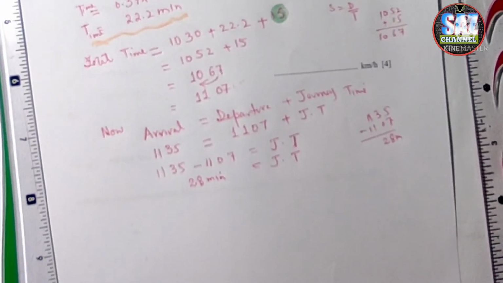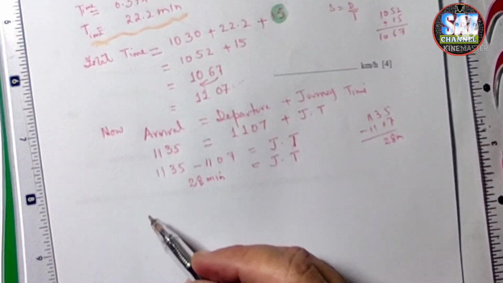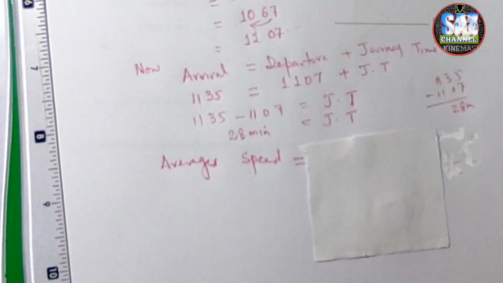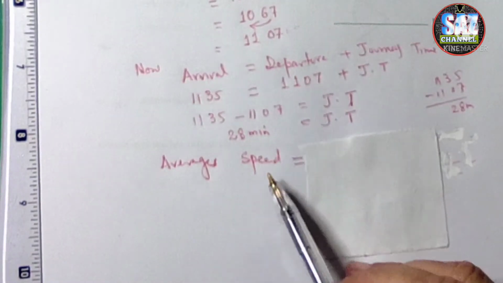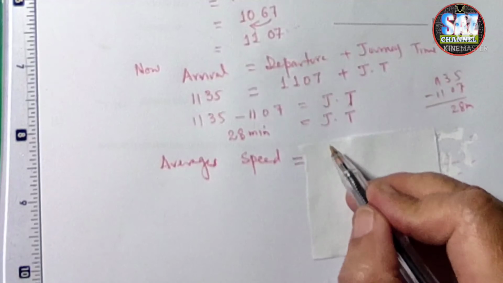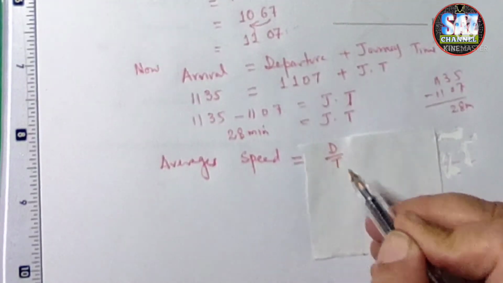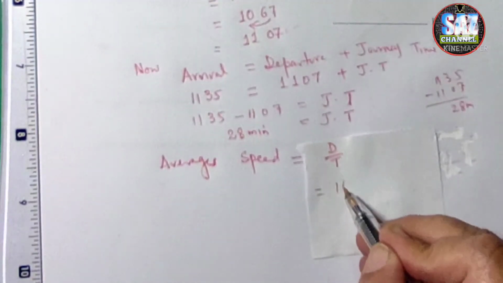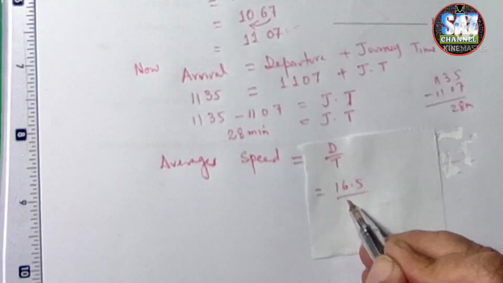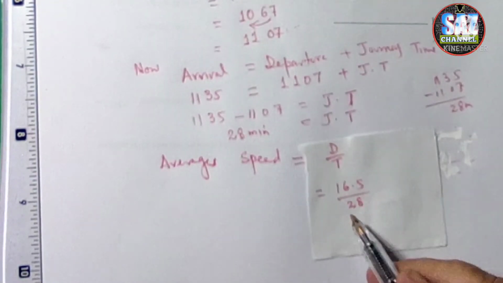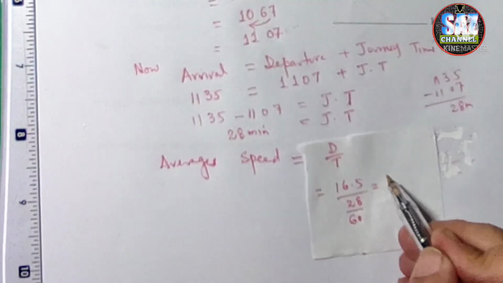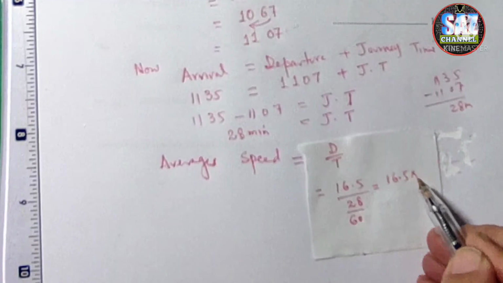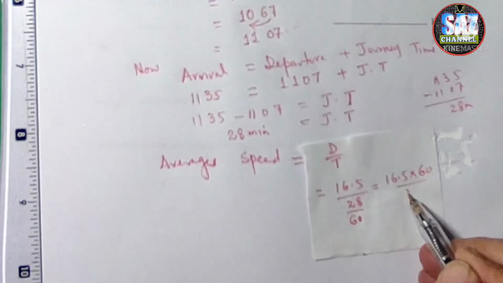And now we have to find the average speed for the return journey. Okay, now we have the time for the return journey, that is 28 minutes, and we have to find the average speed. Average speed equals distance traveled upon time taken, and distance is 16.5, and 28 minutes will have to be converted into hours by dividing it by 60. So it will take the form 16.5 multiplied by 60 divided by 28.